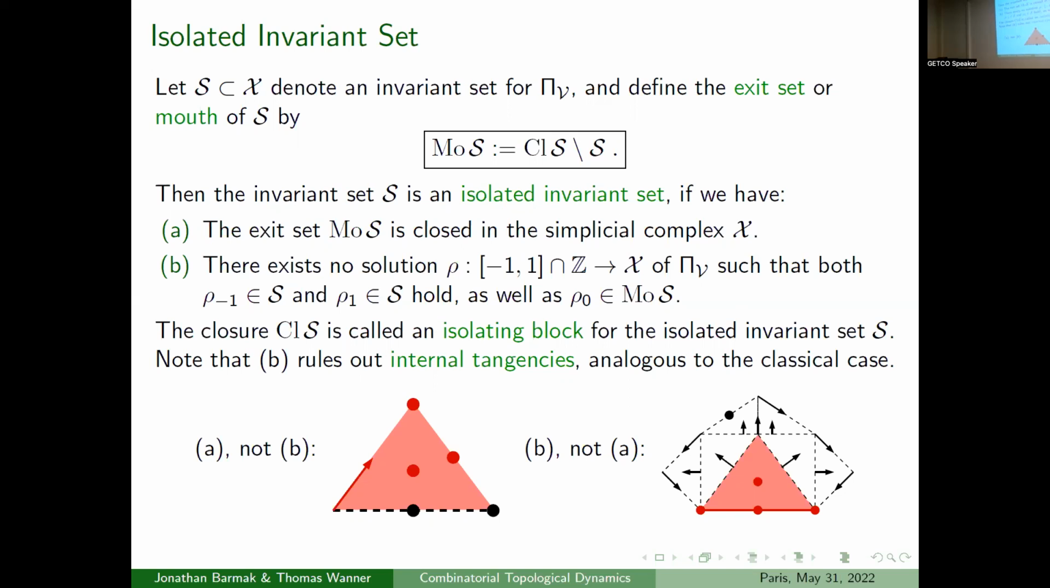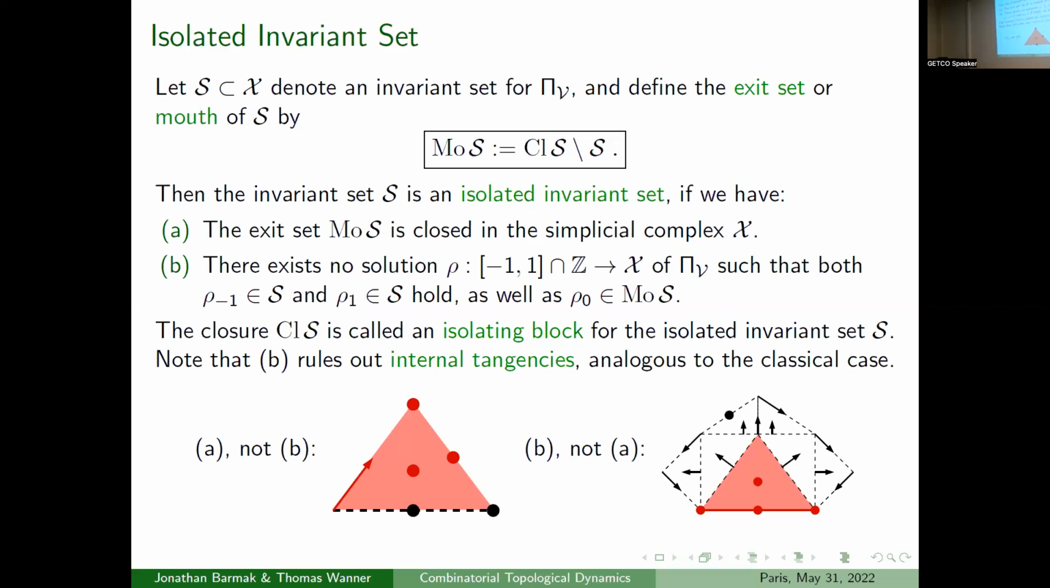And so my first assumption is that this mouth has to be closed. Remember, this has a topological meaning. It means that the isolated invariant set has to be locally closed. Classical setting. We also need to rule out internal tangencies. In this case, this really just means there could be no solutions that start in S, jump into the exit set, and then jump back into S. And then we call the closure of S an isolating block if those two conditions are satisfied.